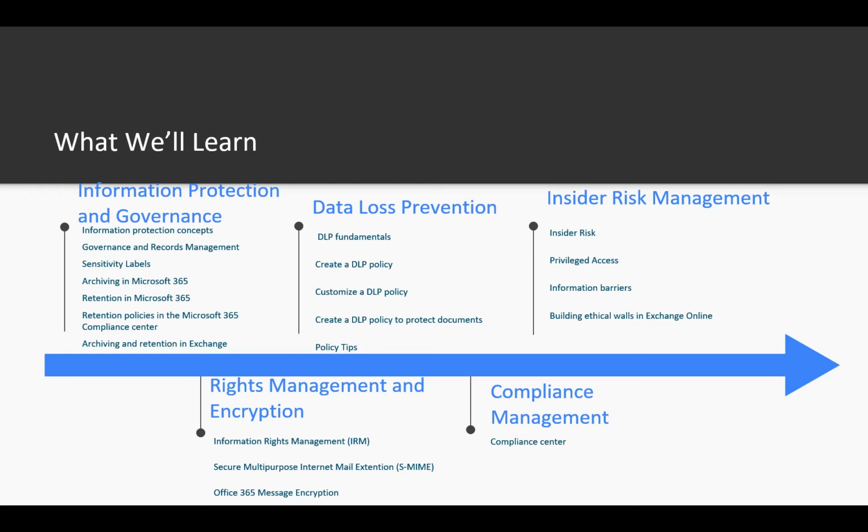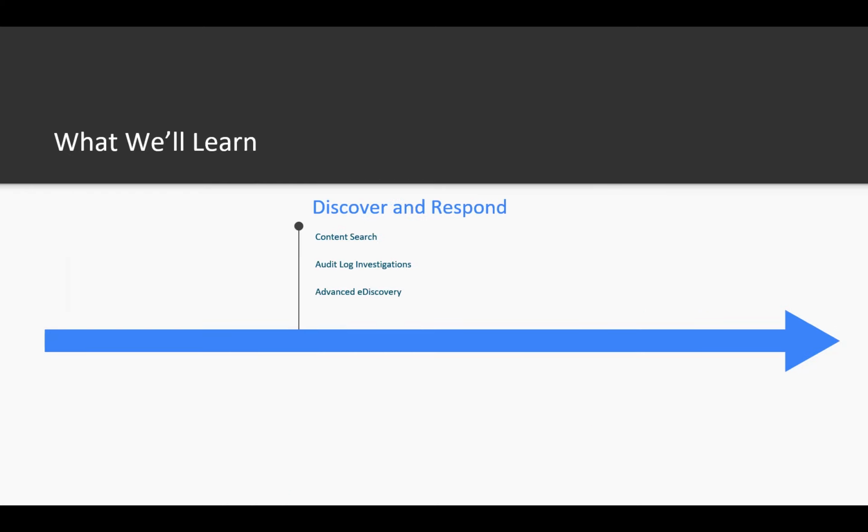Then, of course, we'll get into compliance management, where we'll discuss about the compliance center, and then about insider risk management. We'll discuss the concepts of insider risks. We'll discuss things like privileged access, information barriers, and ethical walls in Exchange Online. And that takes us to the last section of the course where we'll have an overview about discovering and responding to threats. We'll here talk about content search, audit logs investigation, and advanced e-discovery.